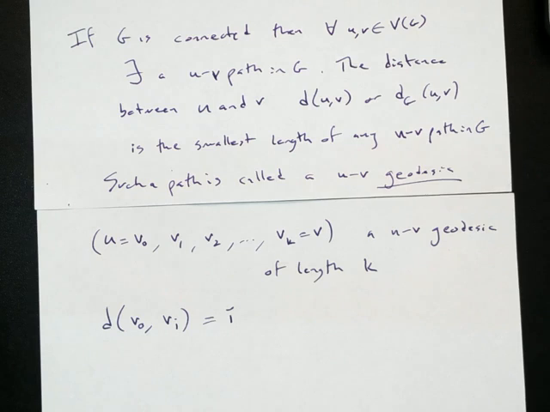If U and V are directly connected, if they have a single edge between them, then the distance is 1. If U and V are the same, then the distance is 0. If you have a graph of order n, then the biggest possible distance is n minus 1.